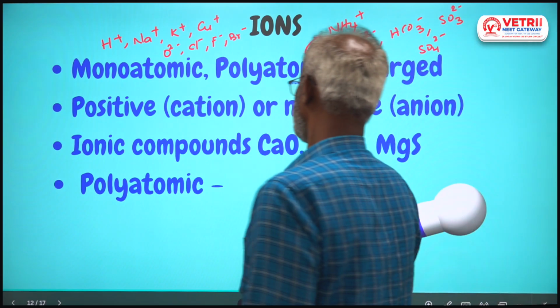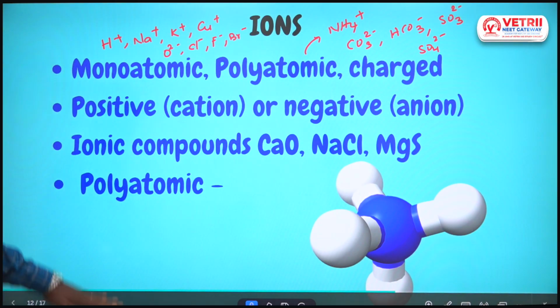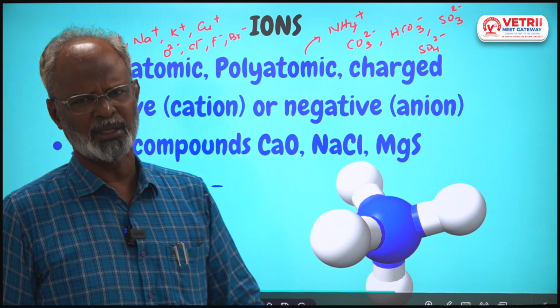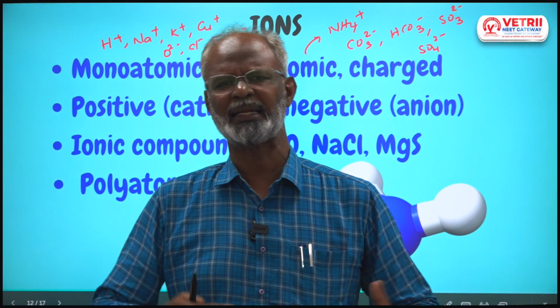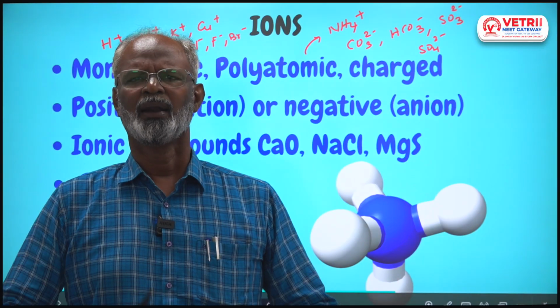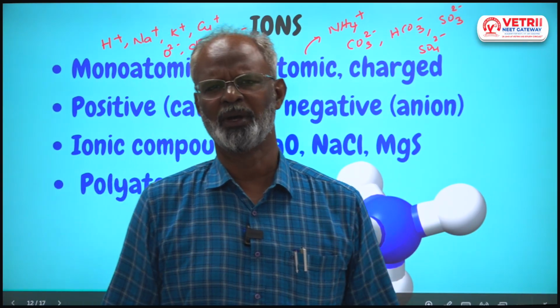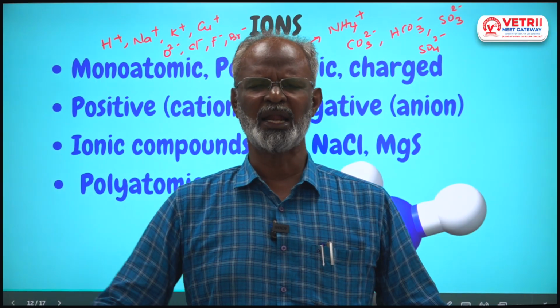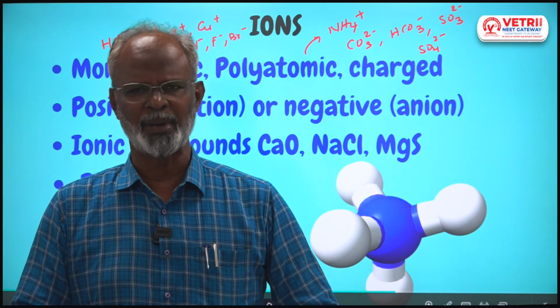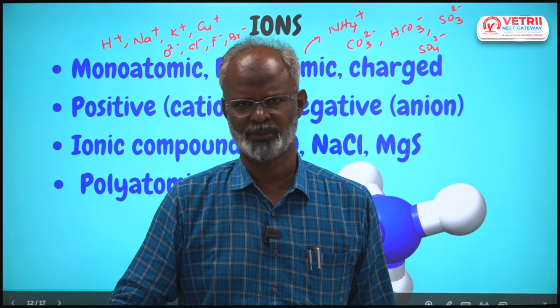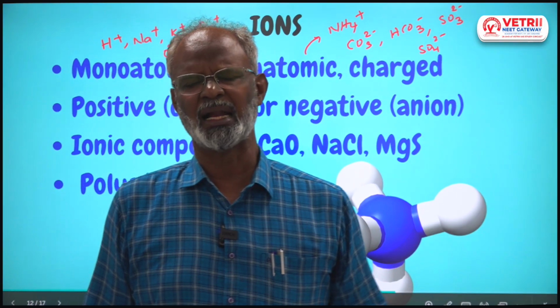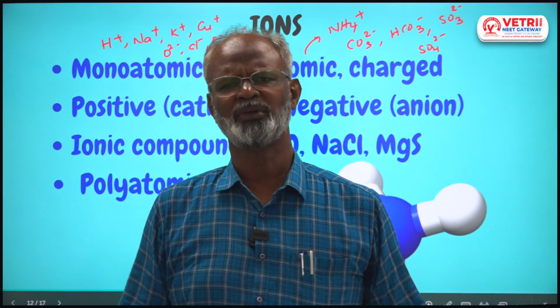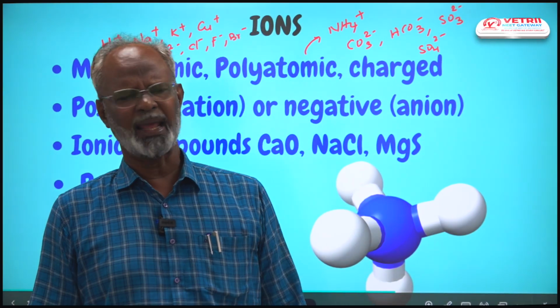Now you must understand what an ionic compound is. There is also something called covalent compounds. What is covalent bonding, and how are covalent bonds formed? That we will study in detail in higher classes. There are different ways of atoms combining to give molecules. One way is ionic, the other is covalent. That we will study in the higher classes.